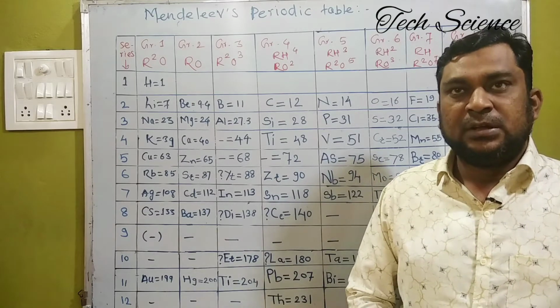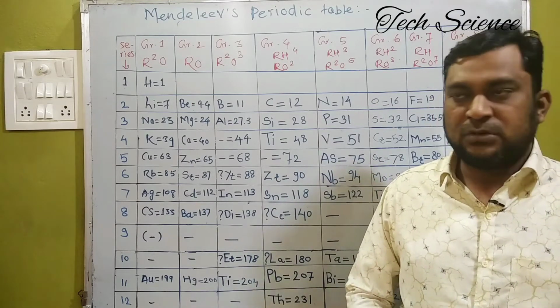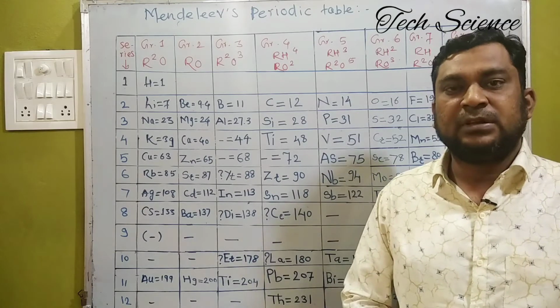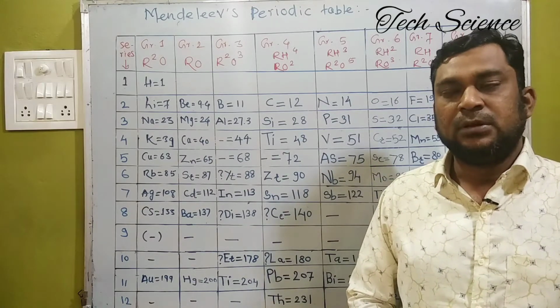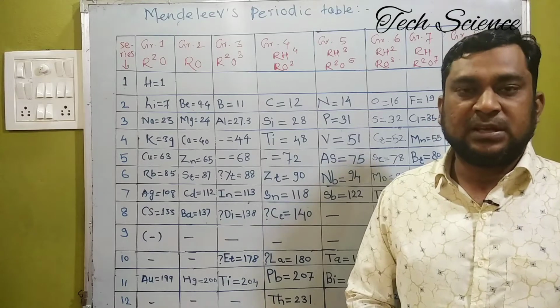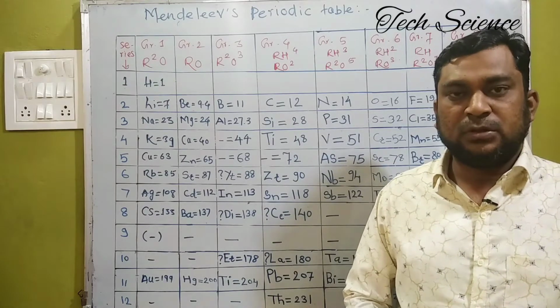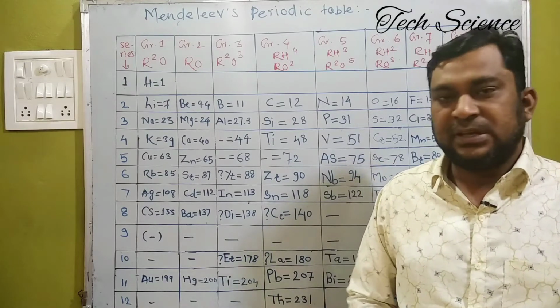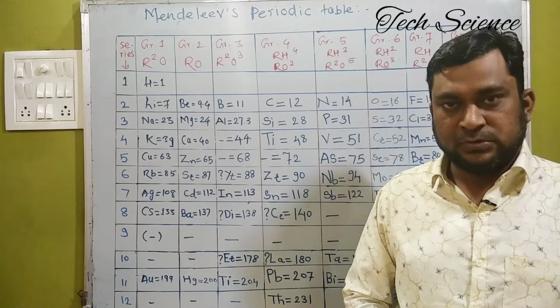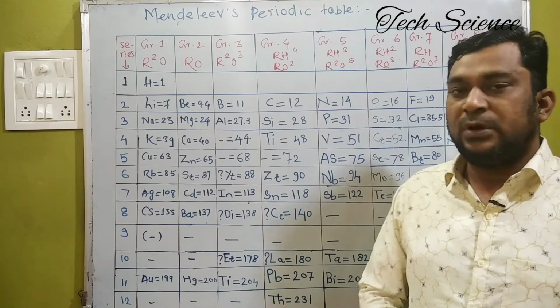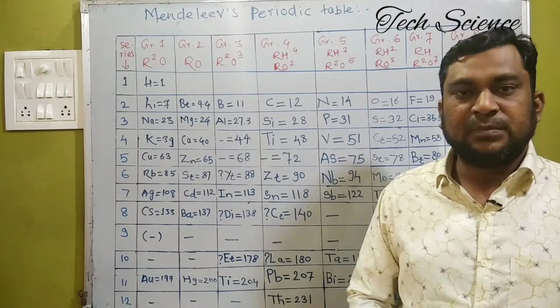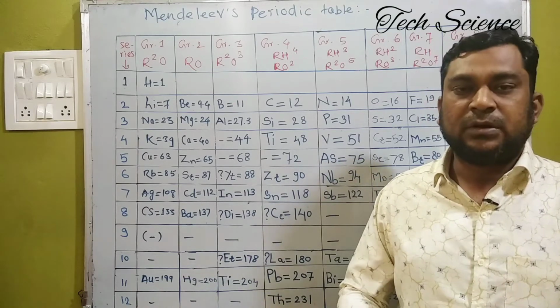But we know that Dobereiner's triads law, which we already discussed, and I have given the link in the description, has some drawbacks, and because of those drawbacks the Dobereiner triads law failed. The same is the case for Newlands' octaves law also. Now, what about Mendeleev's periodic law? Mendeleev's periodic law has some advantages as well as drawbacks.